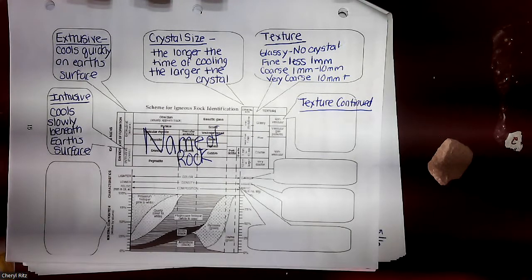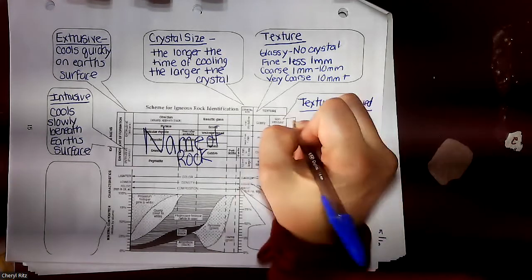So the texture continued box, our only choices are, is the rock vesicular or non-vesicular? So I guess we better know what vesicular means. And it actually tells you right on the reference table. What does vesicular mean?